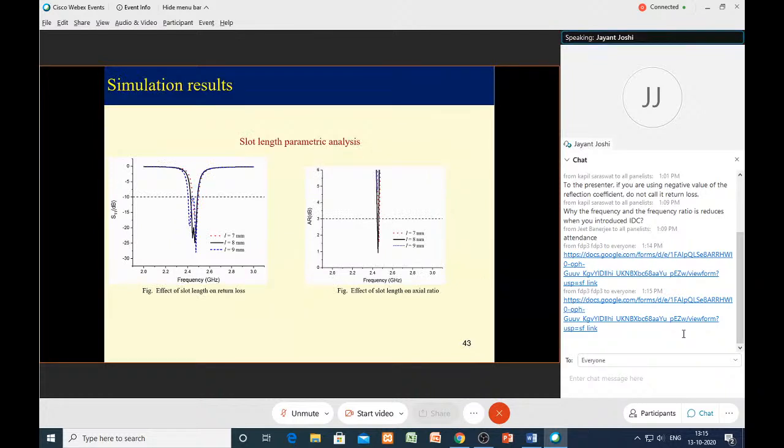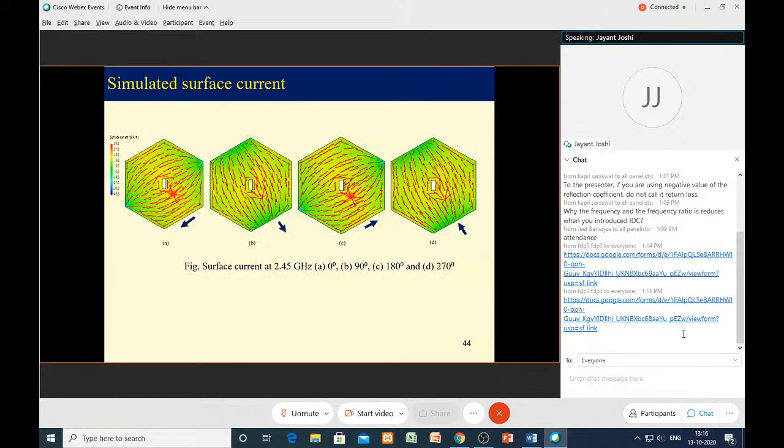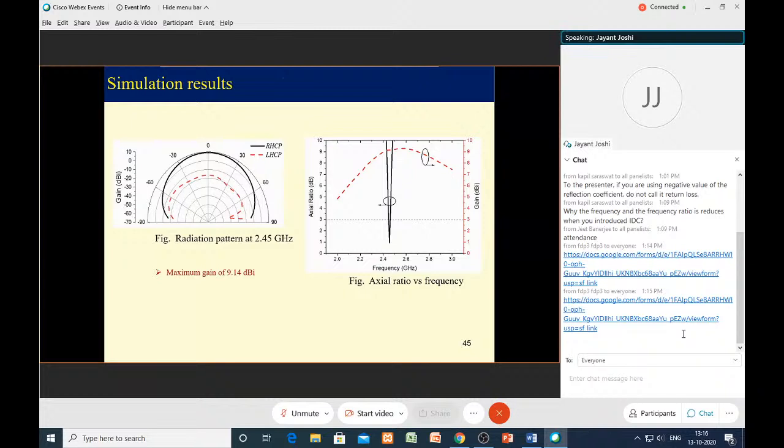We got a suggestion from Patnaik sir that you vary the length of this particular slot. So we varied that, and we observed some parametric analysis by changing the length to 7 mm, 8 mm, and 9 mm, and we got considerably good results. This is the surface current distribution at particular angles. If you see the slots, nearby the current is flowing in a circular fashion. This is the axial ratio, and a maximum gain of 9.14 dBi we achieved.